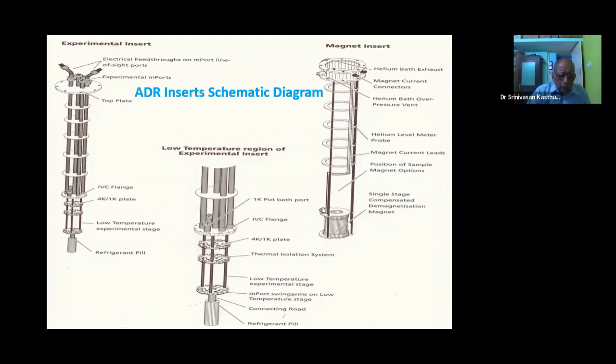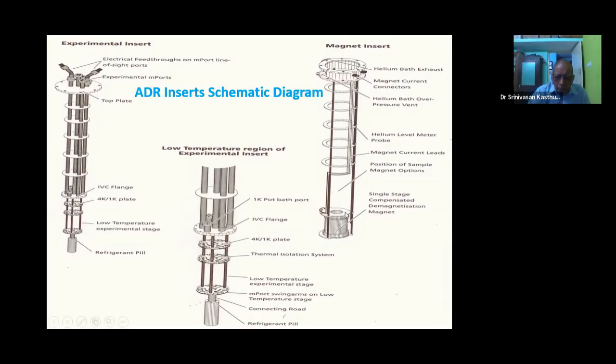Now the schematic of the adiabatic demagnetization insert is shown here. I don't know how clear it is, but there is a high vacuum flange, an intermediate vacuum flange, and then a 4K to 1K zone, and then the low temperature experimental stage below, and the refrigerant pill is in this, and this particular portion goes inside a magnetic field. The magnetic field can be either a horizontal field, or normally it can also be a vertical field, so a solenoidal magnetic field can be used in such cases.